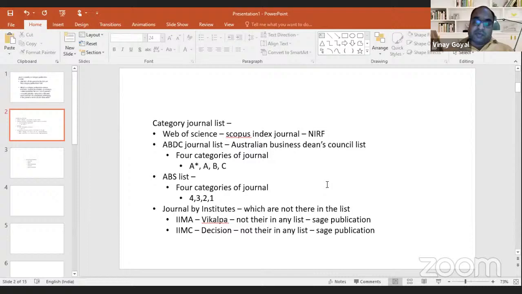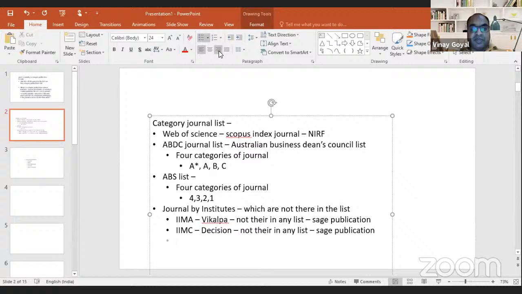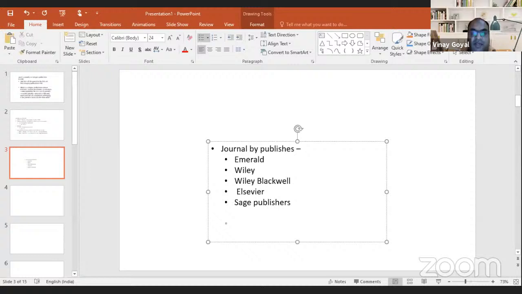Now, these are the category lists. Let me show you. And then finally, there is one more important one, other than these publishers. And that is what we call FT50 journals. FT50 journal list. This is topmost.